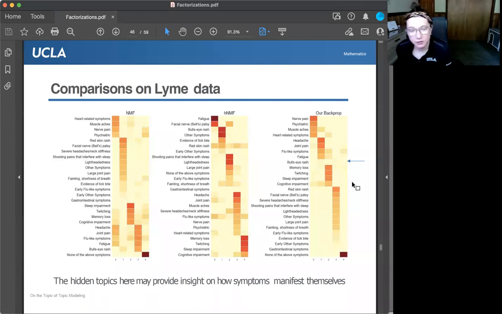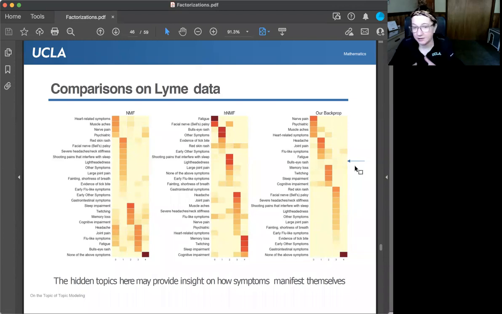We presented this to the board of Lyme disease, consisting of mostly physicians, and a couple of things they got fairly excited about. One of which was this third topic here, this middle one, which corresponds to memory loss, twitching, sleep impairment, and cognitive impairment. The fact that this revealed itself as its own topic coincides with some recent research in the Lyme community about different manifestations of the disease. It's now believed that the disease can manifest in a cardiac-focused way, a neurologic-focused way, musculoskeletal-focused way, and so on.